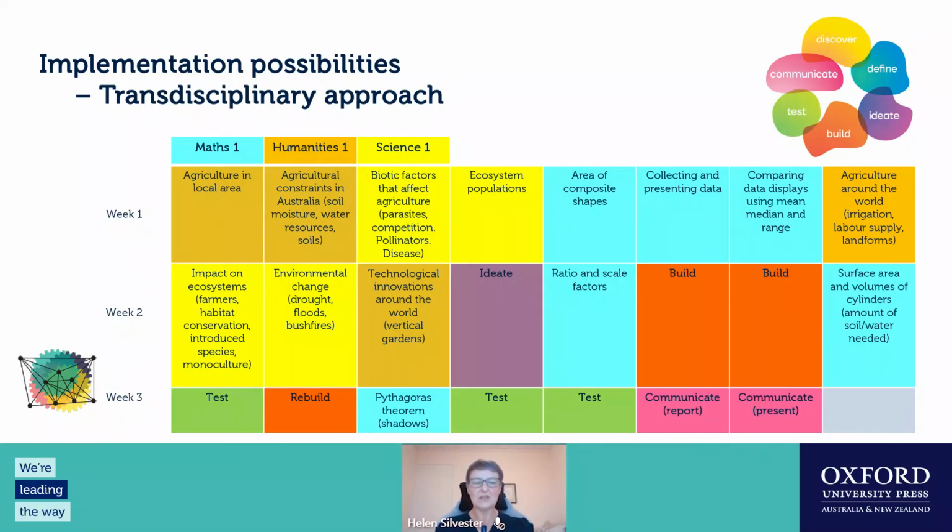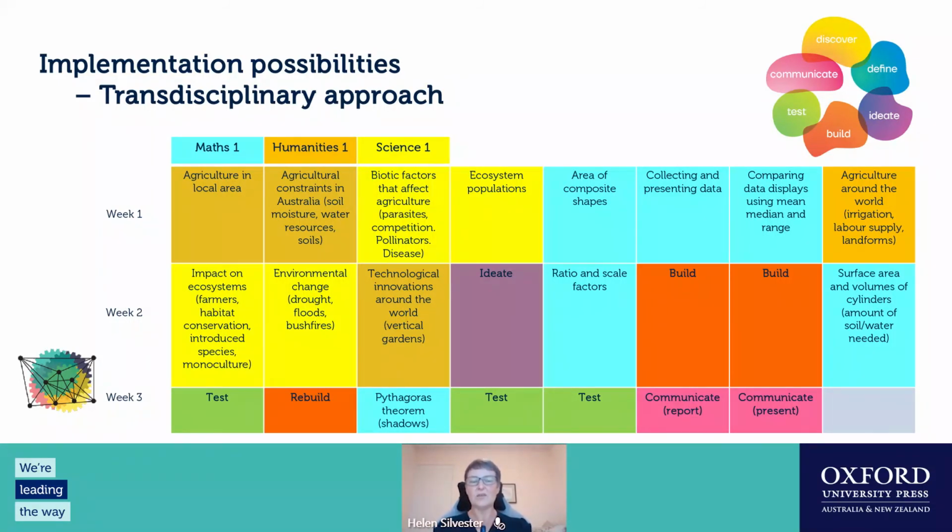So for the maths teachers who are out there, you're looking for the light blue to show the types of maths that's embedded into the program. Humanities, you're looking for the paler orangey colour, and science teachers, you're looking for the yellow. I've also colour-coded the different parts of the design cycle. So this is where you embed the actual teaching as part of this whole unit.